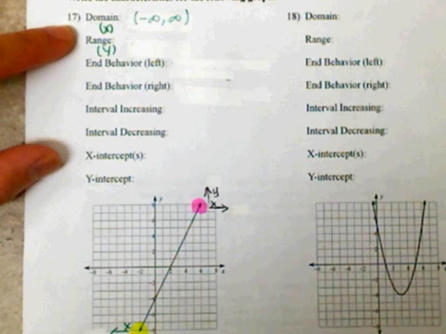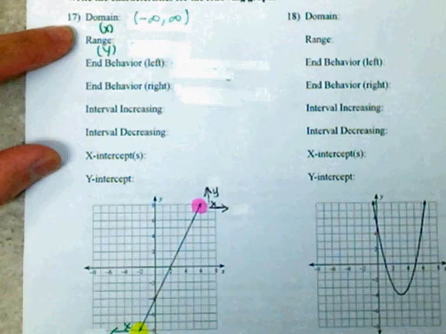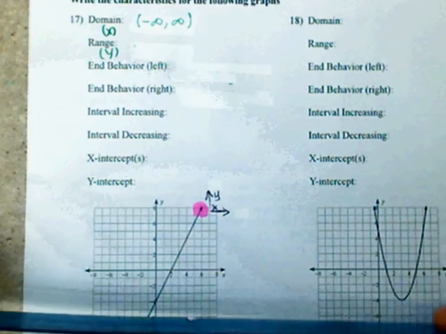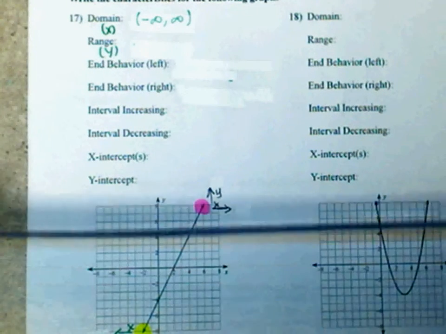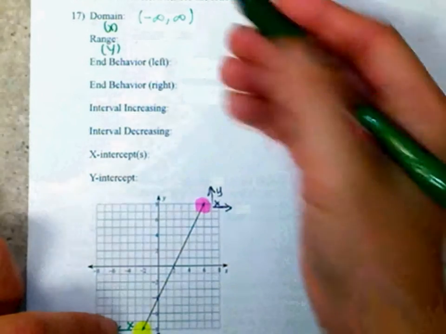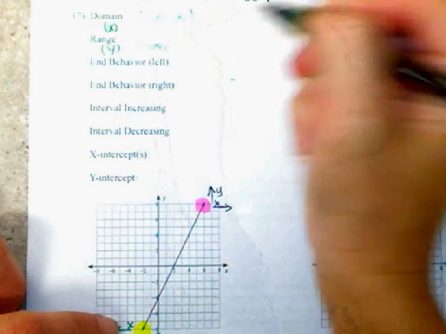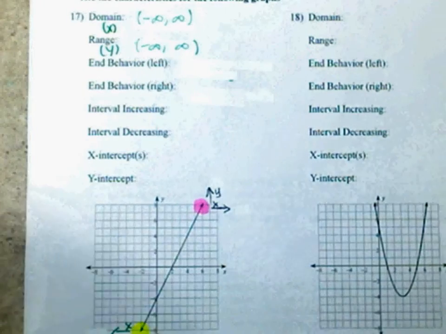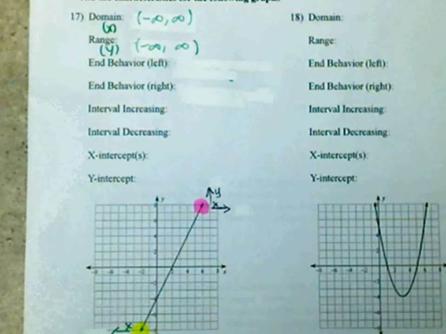Your range is always your y value, and that y value starts at the lowest, which is like your floor, all the way to the ceiling. How high can you get? Your lowest value here starts at negative infinity, and it's heading toward positive infinity. And that is your range.